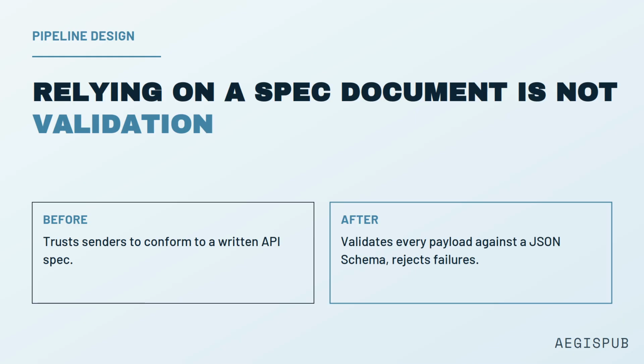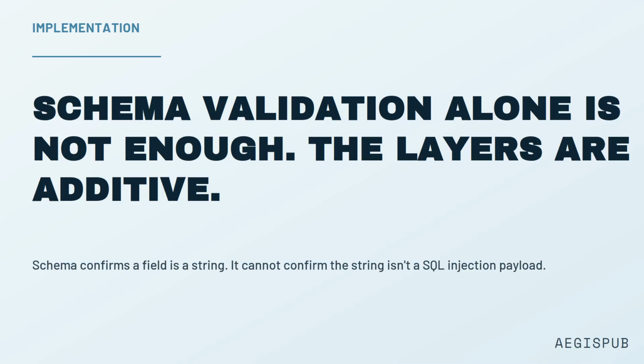But schema validation is not sufficient on its own. The schema can confirm that a field contains a string. It cannot confirm that the string does not contain a SQL injection payload if that string is eventually used in a database query. Server-side sanitization and parameterized queries must follow the schema validation as independent steps. The layers are additive. Each one handles a different category of problem.